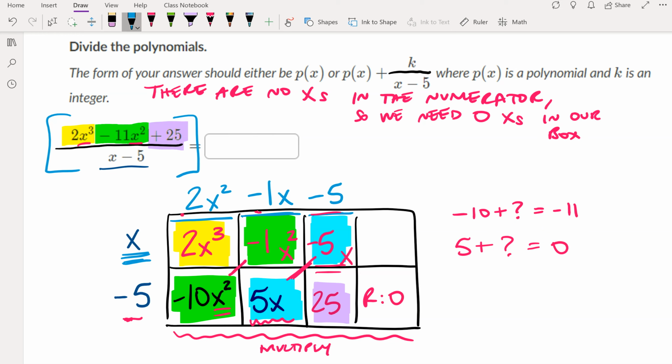Or we could just box our final answer, box the quotient. The final answer to a division problem is called the quotient, and you will put that in the box in Khan Academy. Okay, great work. Let's do some practice now.